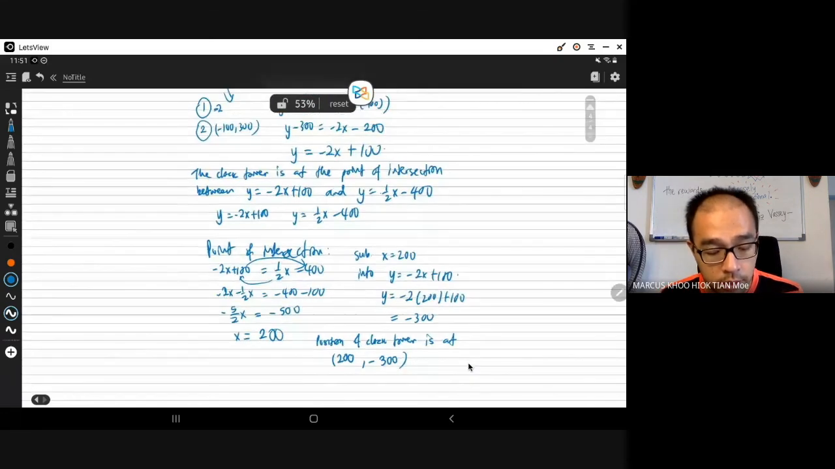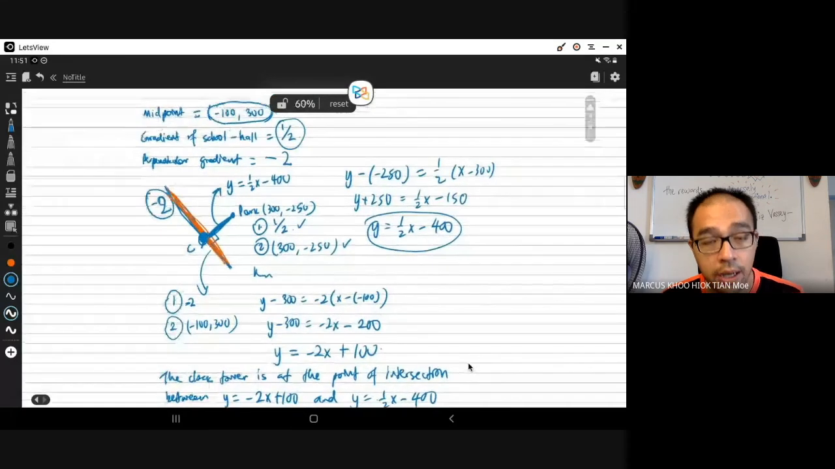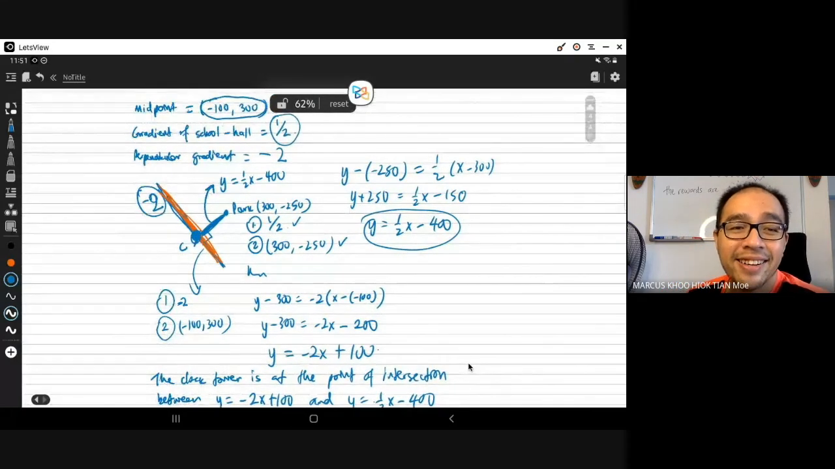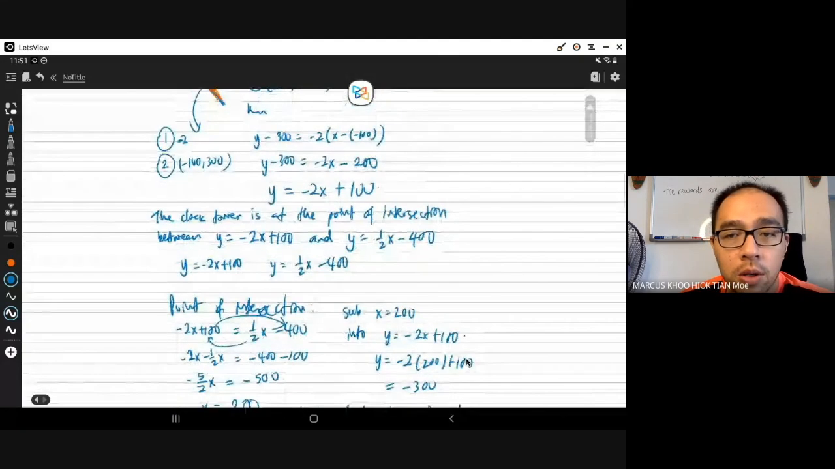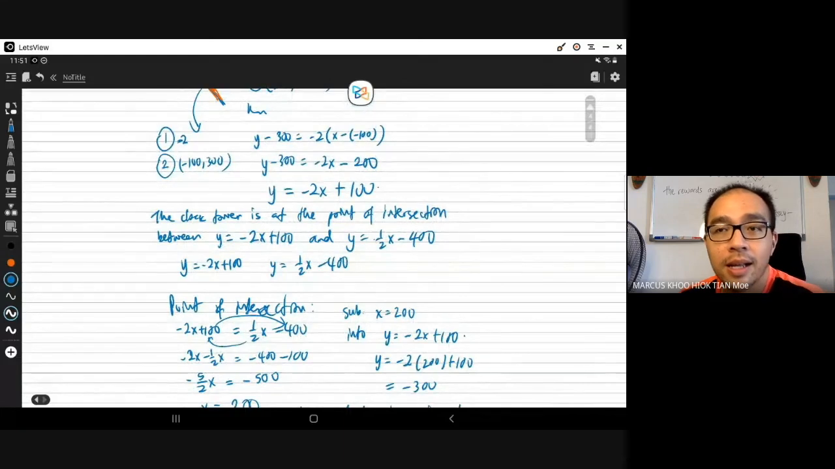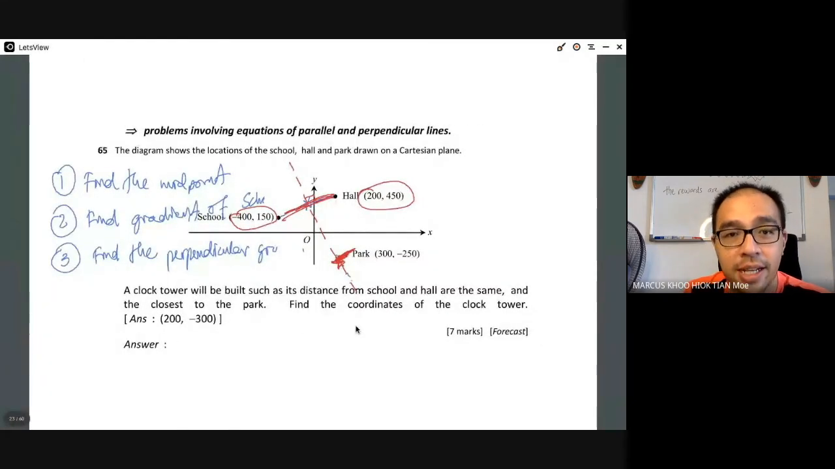Wow, this is really a 7-mark question. You take a look, so long. Yes, 7 marks. It requires us to understand a lot. So long, the writing. But anyway, don't worry. This is a HOTS question. So maybe it's a good thing that we discuss this, and it's quite interesting. Everything that we have learned, this is where we apply it.